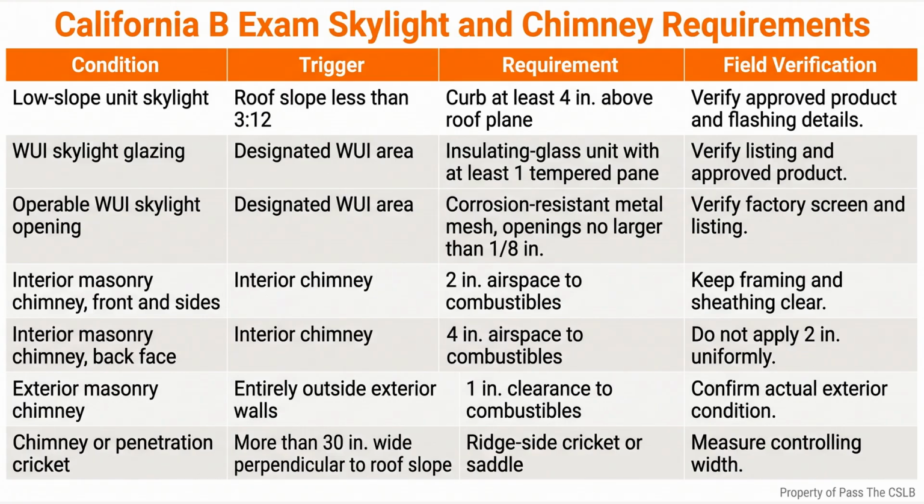A common supervision mistake is treating flashing as something that begins after framing. It begins with dimensions and sequence. The rough opening must match the approved unit. The curb must reach the required height, and underlayment and flashing must follow the approved order. Extra sealant does not reliably repair bad geometry.